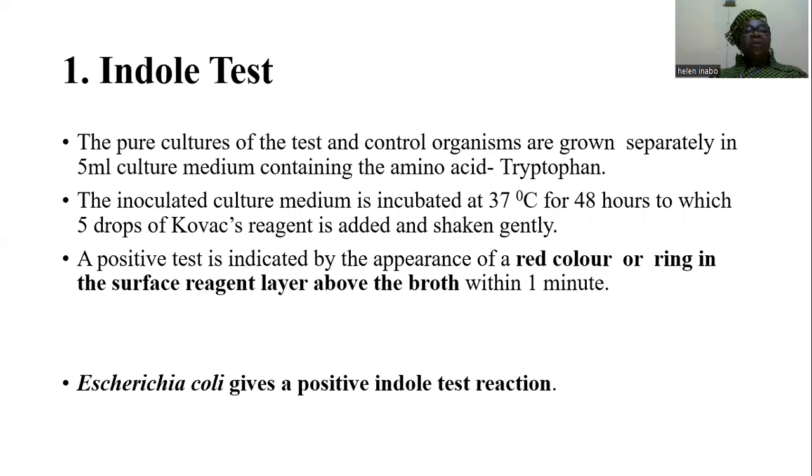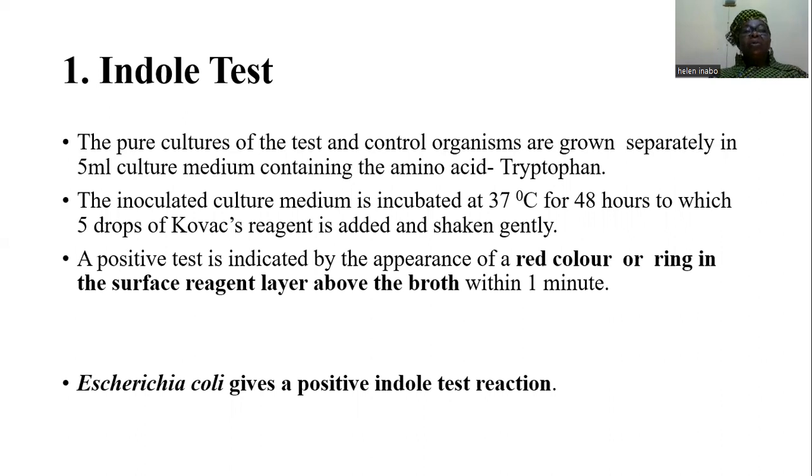The pure cultures of the test and control organisms are grown separately in 5 ml culture medium containing the amino acid tryptophan. The most important or usually used medium is trypticase soy broth or trypticase soy agar.